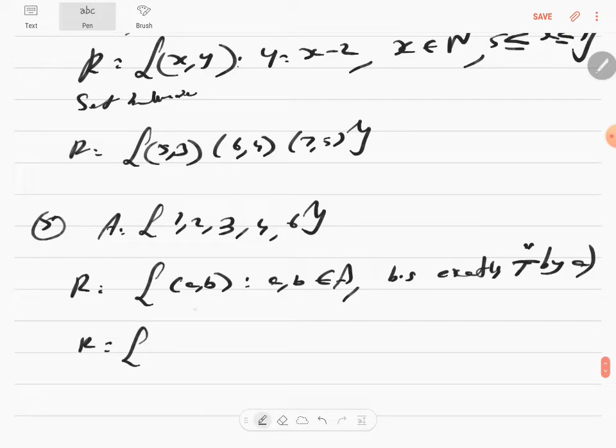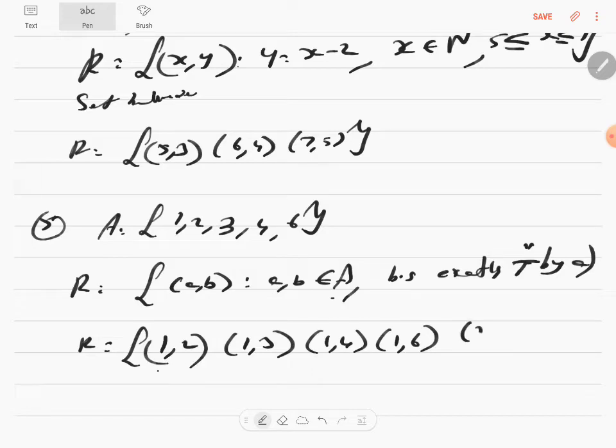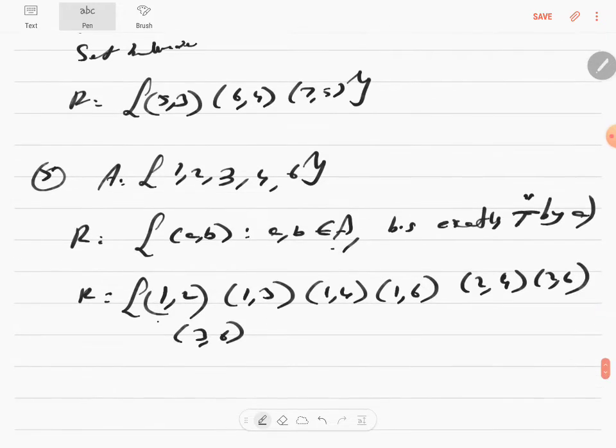Both of them belong to A only. So you can choose numbers x and y, a and b, where b is divisible by a. 2 is divisible by 1, so (1, 2), (1, 3), (1, 4), (1, 6) because every number is divisible by 1. Then it's (2, 4), (2, 6), then (3, 6). What about (1, 1), (2, 2), (3, 3), (4, 4)? A number is divisible by itself also. So then you have to write all this.